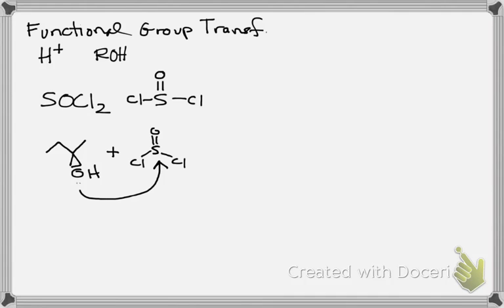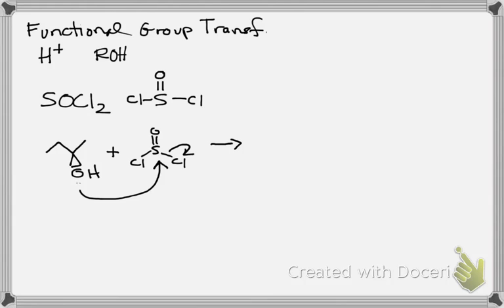So this is the mechanism. Oxygen comes and hits the sulfur. Now sulfur can actually hold more than 4 bonds, but typically what we do is we draw this next. So we have oxygen coming in, we have a chlorine coming off as a leaving group. It's just a nucleophile, electrophile mechanistic step.